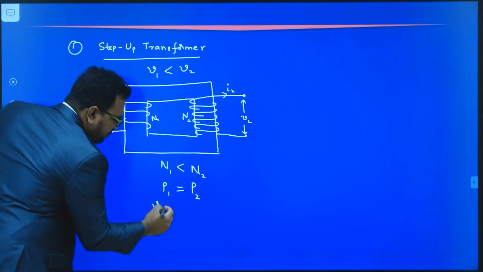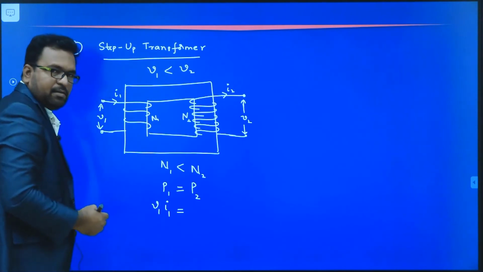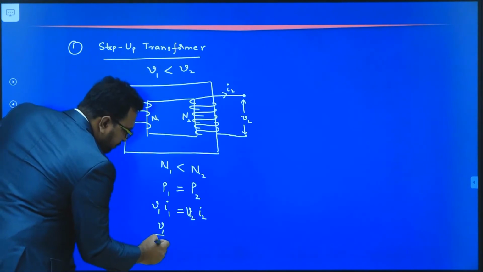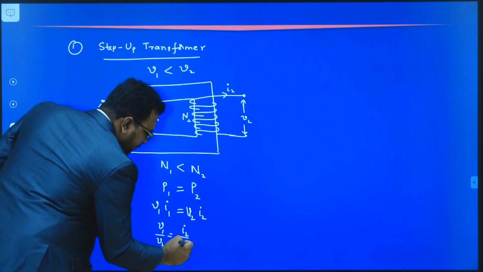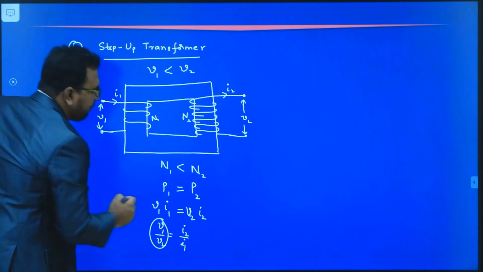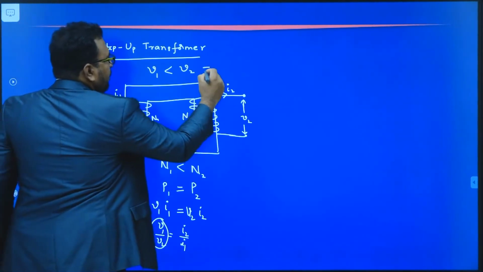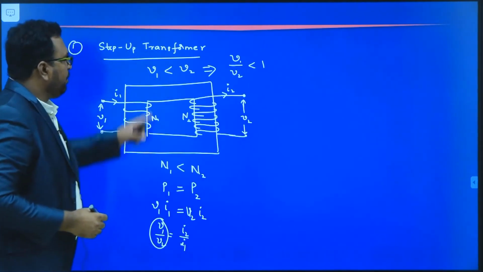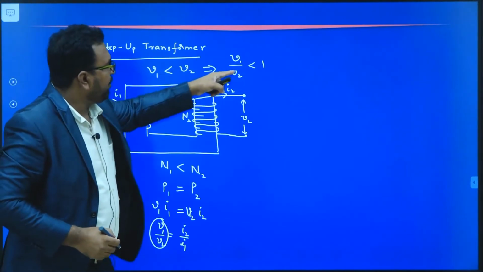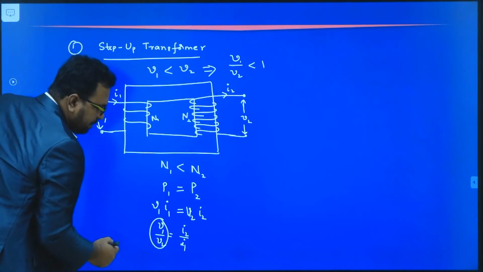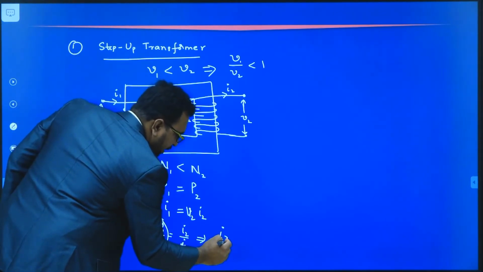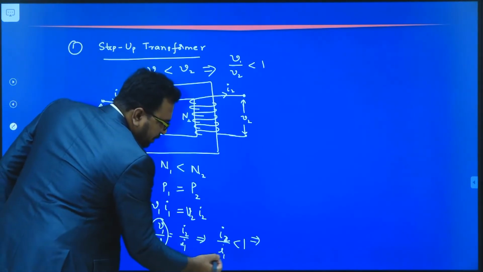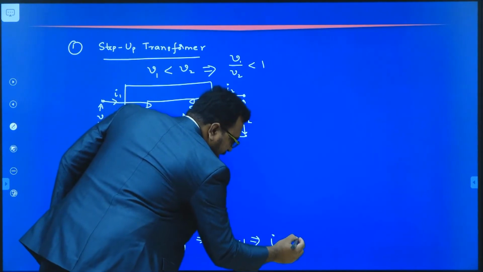From the definition of power, we are going to say that P1 is V1 I1 and P2 is V2 I2. So what is V1 by V2? It is I2 by I1. Now what is the ratio here? See, V1 is less than V2, that means V1 by V2 is less than 1. If V1 is less than V2, V1 by V2 will always be less than 1. So this is always less than 1. That implies I2 by I1 is also less than 1. So if I2 by I1 is less than 1, then we can write I2 is less than I1.